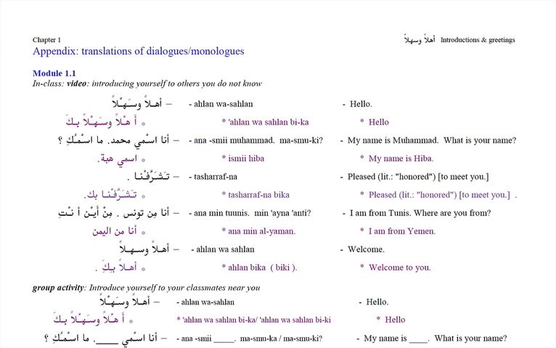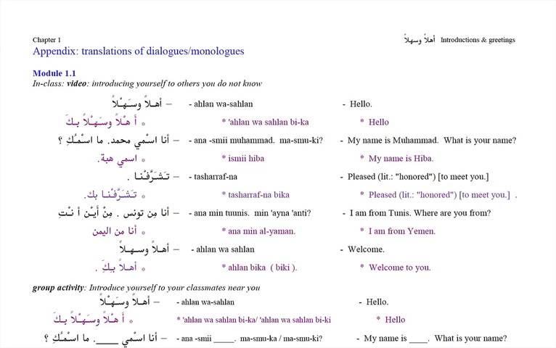Ana min Tunis, min aina anti. Ana min al-Yaman. Let's go through that. Ana, I; min, from; Tunis, Tunisia. So I am from Tunisia. Min aina anta: min, from; aina, where; anta, you. From where are you? Where are you from? Ana min al-Yaman. Ana, I; min, from; al-Yaman, Yemen. Again, no verb to be. I am from Yemen.